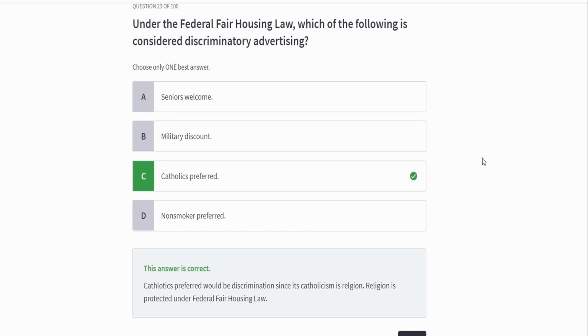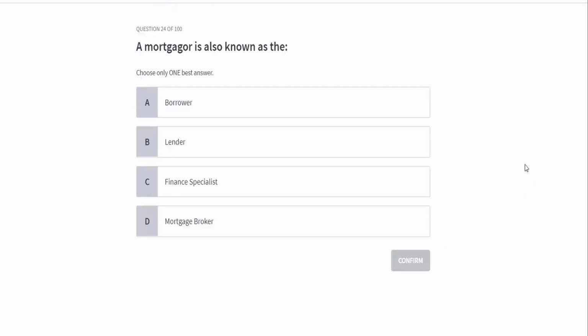But when you say preferred, that implies something that is a little bit discriminatory. And again, when you learn about the federal fair housing laws, you understand that there's certain language that you have to be very careful with. And this is one of those instances where you just have to understand Catholics preferred is not okay, because Catholicism is a religion, and religion is protected under federal fair housing. So can't say that. All right, next one.